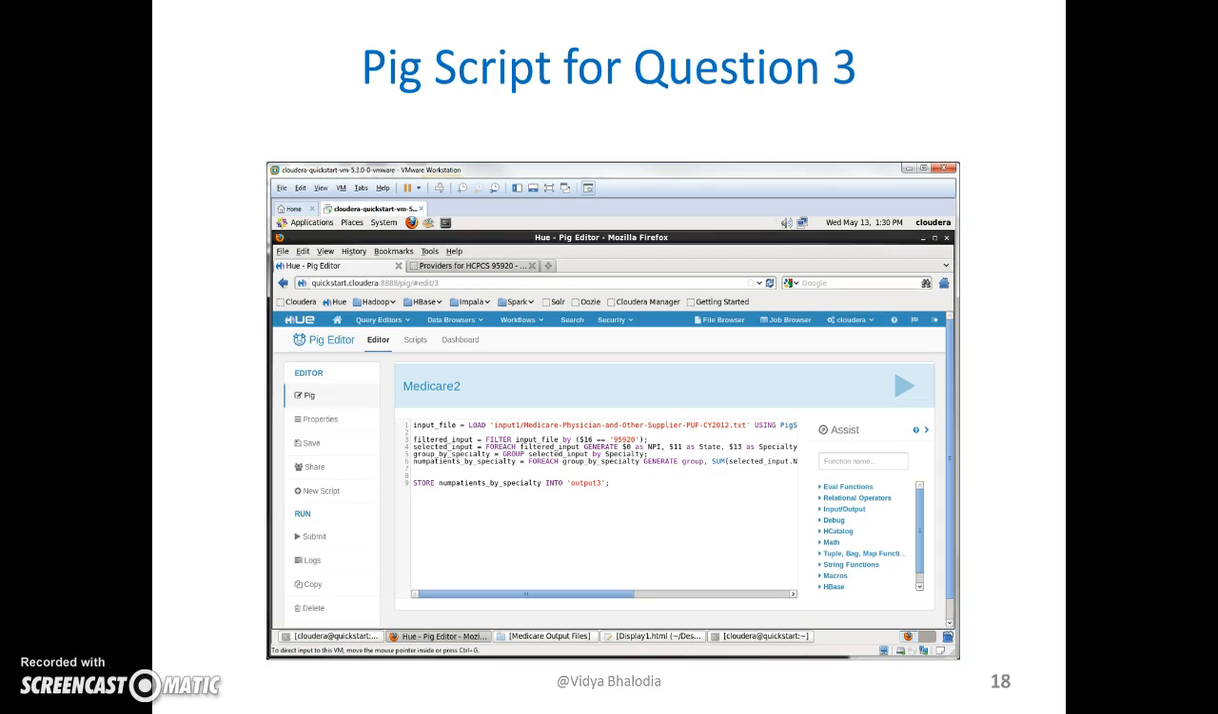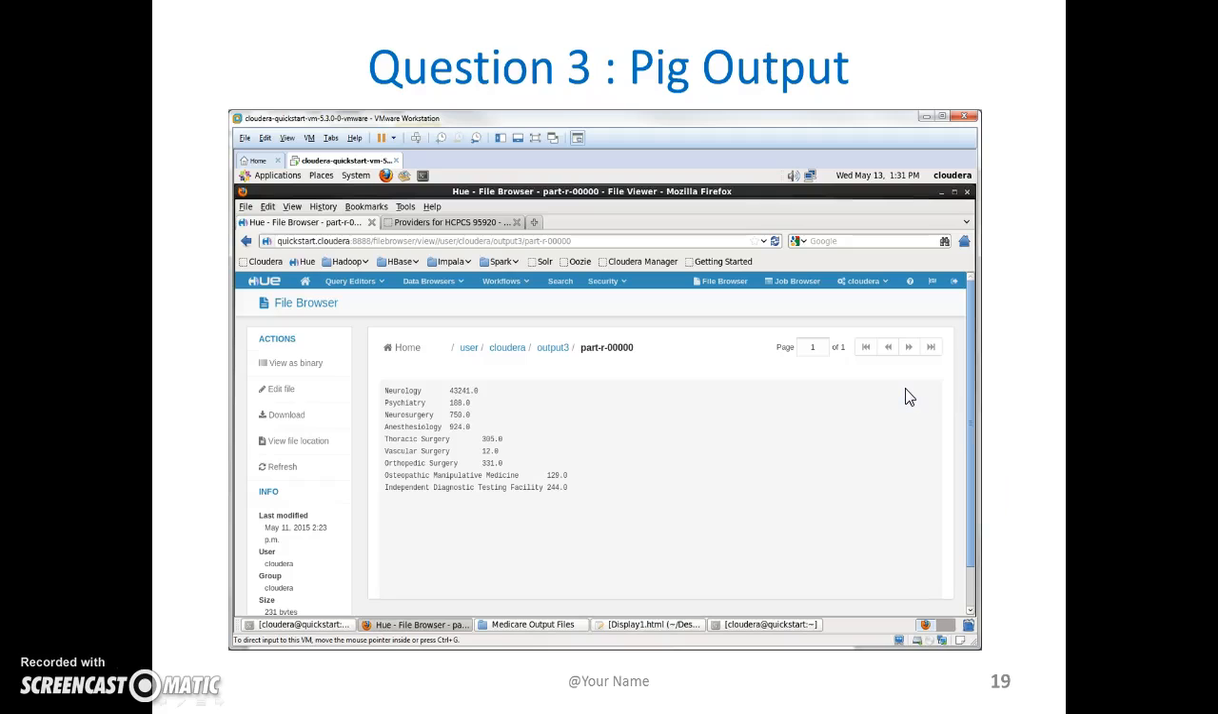Here's our script to do it. We run it with the little blue arrow, start it, and here is our output in the file manager. You can see on the left is the specialty, on the right is the number of patients that have been taken care of. In this case, actually, and I couldn't show it here, there were 2 output files created, both with the data in it. And so before I do any further analysis with this, I have to merge.